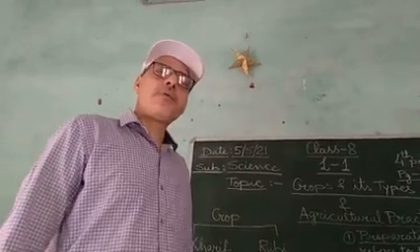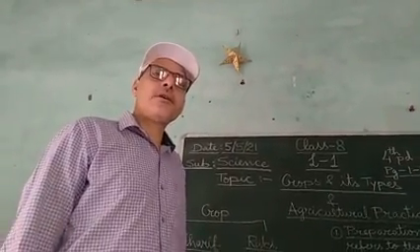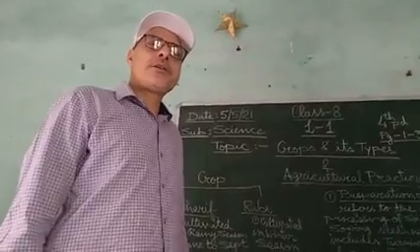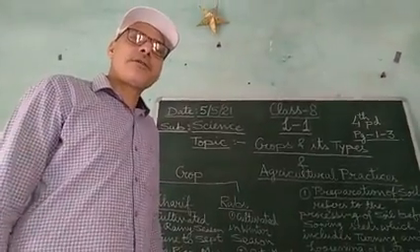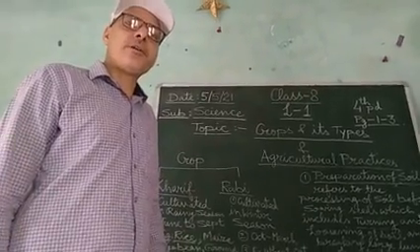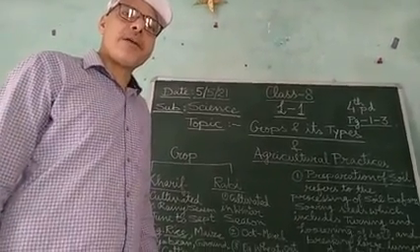Now, from today, I will be starting the explanation of lesson number 1 of class 8 science. The heading of the chapter is crop production and management.